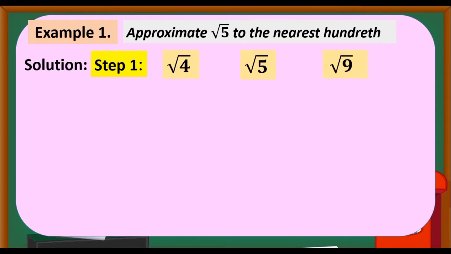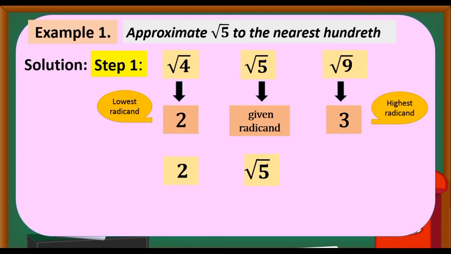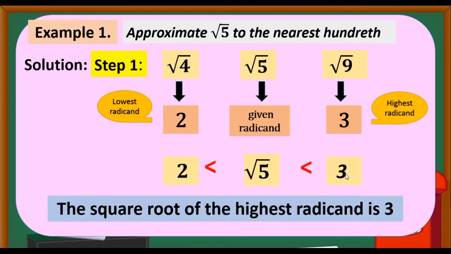What is the square root of 4? The square root of 4 is 2. The square root of 9 is 3. And our given radicand is the square root of 5. As we can see, our lowest radicand is 2 and our highest radicand is 3. Therefore, the square root of 5 is greater than 2 but less than 3. So the square root of 5 should be higher than 2 but lower than 3.